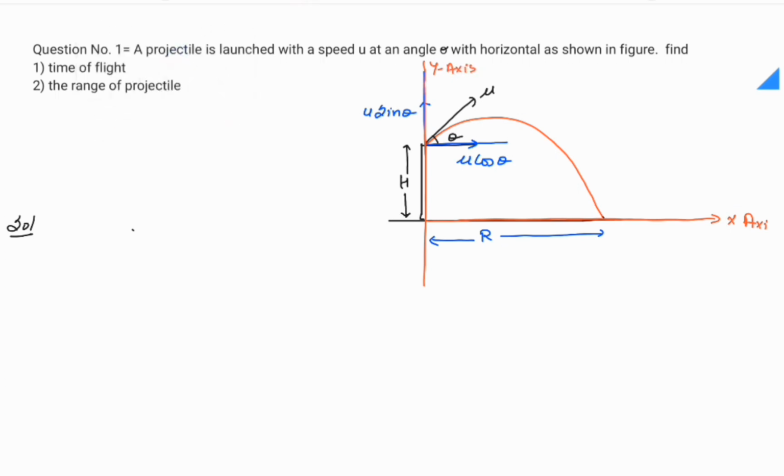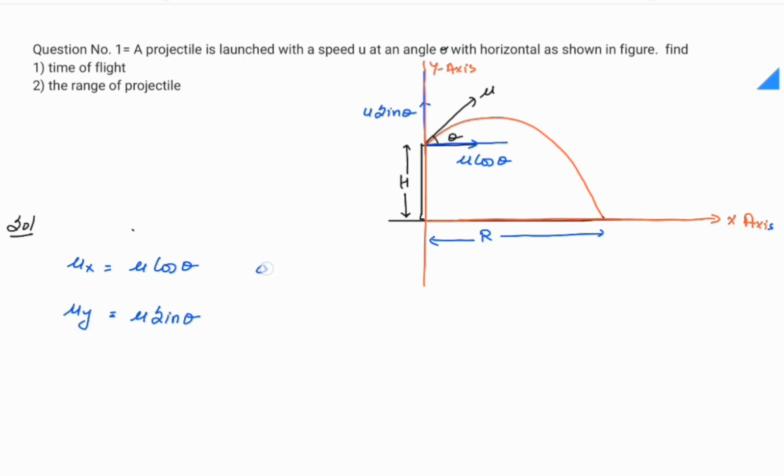Okay, before solving the numerical, just try to answer u of x and u of y. What is the initial velocity in the horizontal direction? It is u cos theta. And what is the initial velocity in the y direction? In the vertical direction, it is u sin theta.